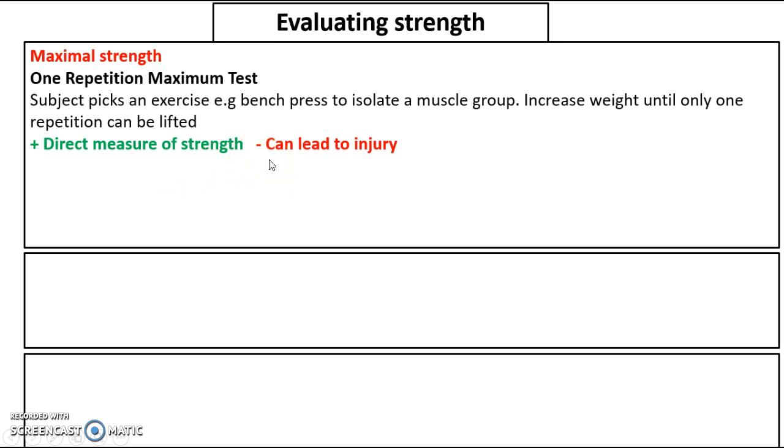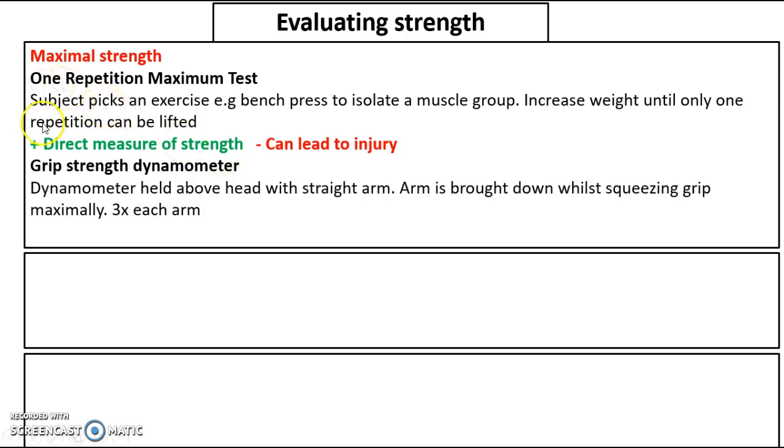Now, 1 repetition max test is not the only test for max strength. Okay, we also have something called the grip strength dynamometer, and basically this is a kind of grip dynamometer that you have, and you grip hold of it.